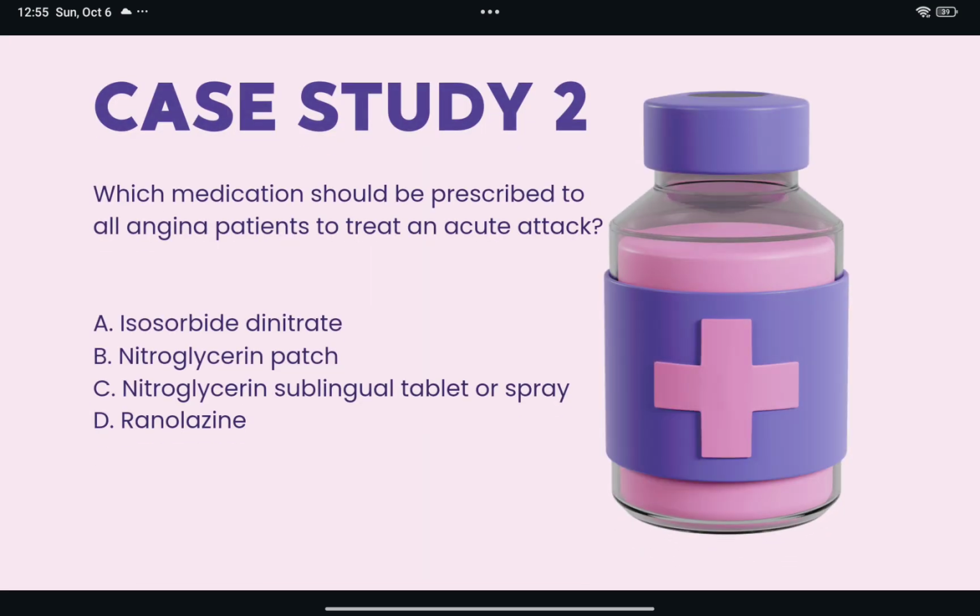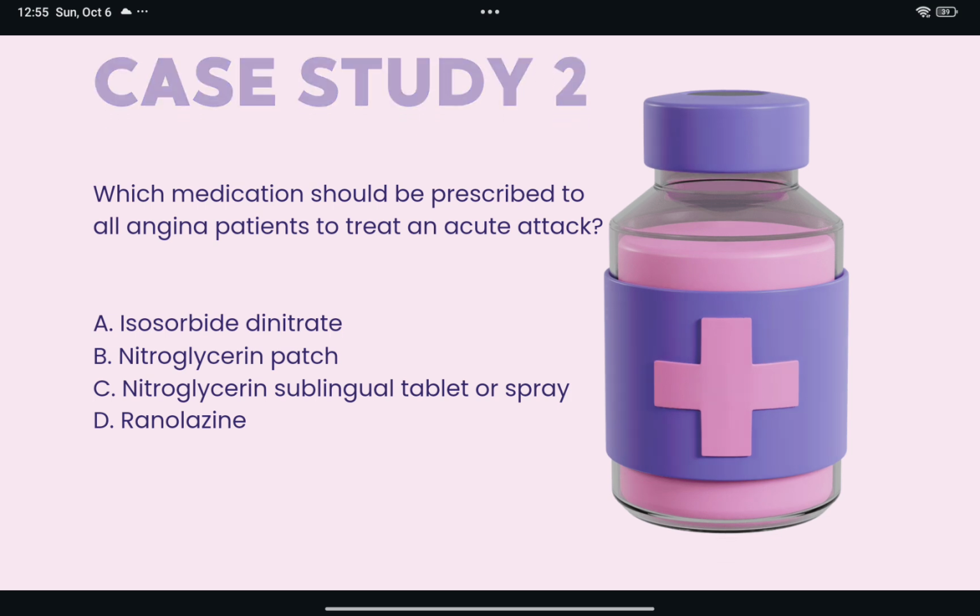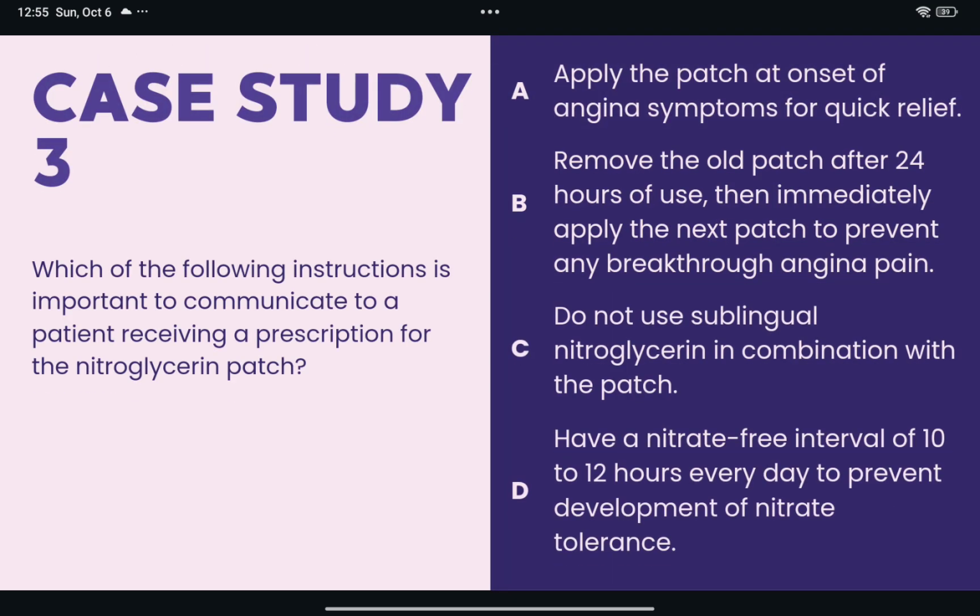Next, which medication should be prescribed to all angina patients to treat the acute attack? Isosorbide dinitrate, nitroglycerin patch, nitroglycerin sublingual or spray, or ranolazine. The fast onset of action for sublingual tablet nitroglycerin is just 1 minute. The rest have more delayed onset, so for emergency and acute attack, we will prescribe nitroglycerin sublingual. Option C is correct.